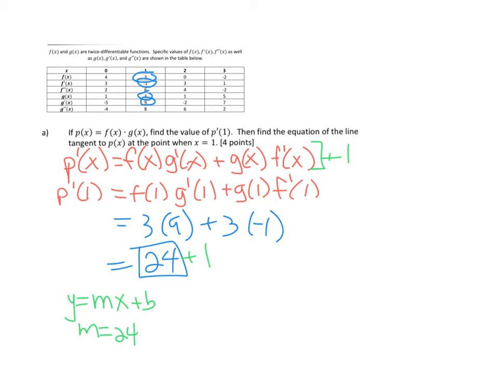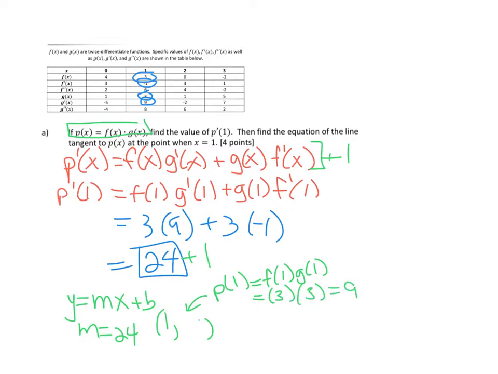So to figure out what b is, we need a point. The x value of our point we know is 1. To find the y value, be careful, we're not using f of 1, we're using p of 1. In order to find that, they tell us in the very beginning, p of x is going to be f times g, so p of 1 is going to be f of 1 times g of 1. We know that f of 1 is 3. We know that g of 1 is also 3. So we get that p of 1 is equal to 9. By the way, if you did that right here, that gives you another point for this problem.